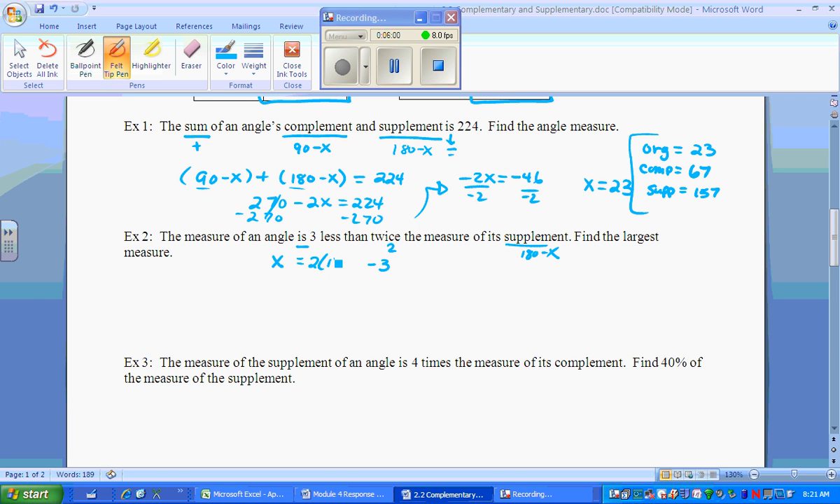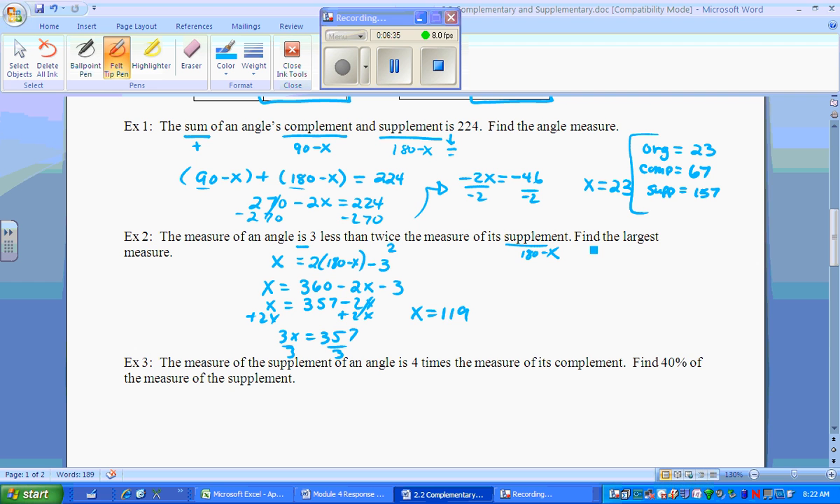You have twice its supplement, 180 minus x. You're going to have to distribute. So that makes 360 minus 2x minus 3. So this side becomes x equals 357 minus 2x. Add the 2x over. 3x equals 357. Divide by 3. X equals 119. That's the original.